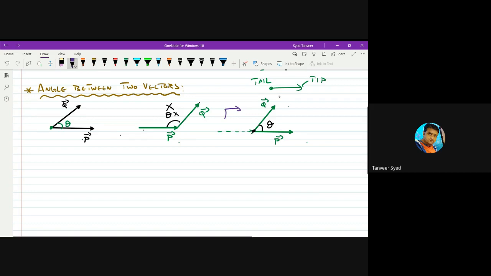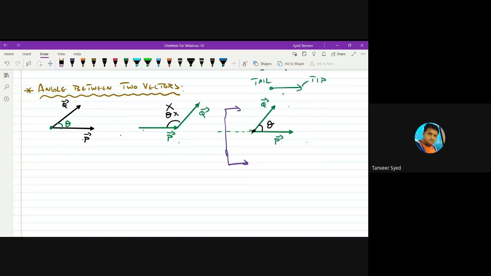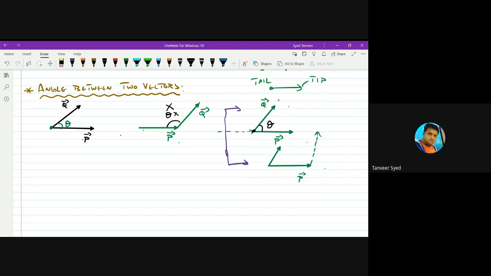Or you can do it in other ways. Second method is keep p as it is and displace q. I will keep vector p as it is. This is vector p. Vector q is here, right? I will displace this vector q parallel to itself so that it comes into contact with this. Now their tails are in contact. Then this is the angle theta.